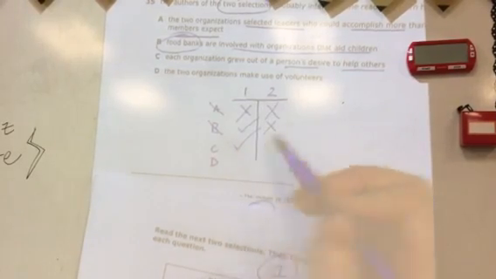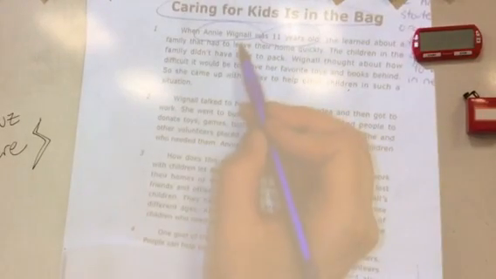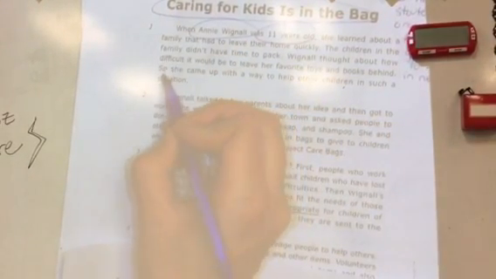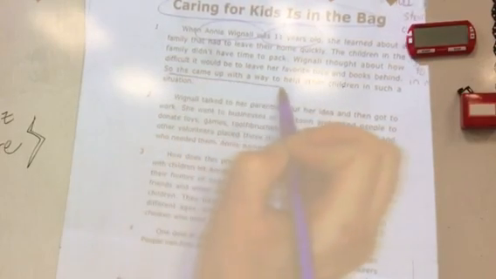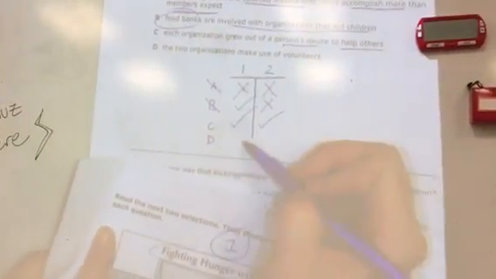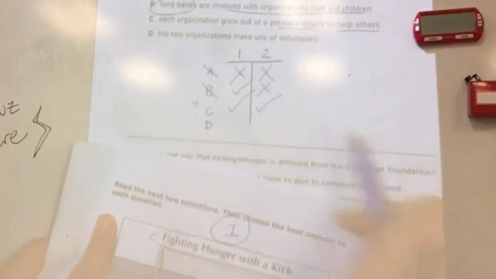For column 2, I'm going to go back to Caring for Kids is in the Bag. Let me see if Annie wants to help someone too. Champion reader skimming fast. So she came up with a way to help other children in such a situation. She also is helping. So I'm going to go ahead and put a check. I'm just going to double check D, make sure it's not correct, but it looks like we're going with C.